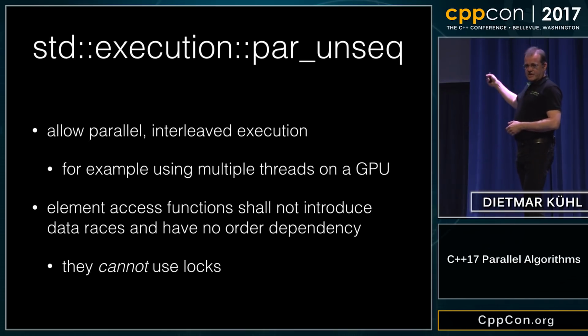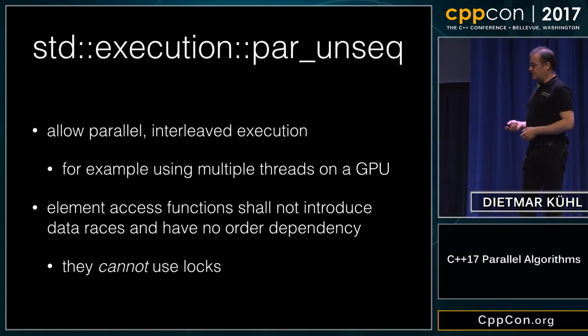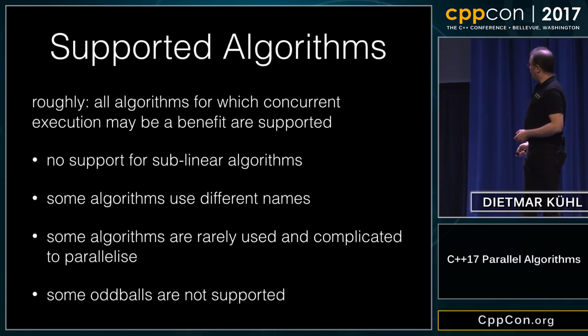Obviously, over here, in addition to not having any data races, you cannot have any lock because the thread would deadlock with itself, possibly. Two executions on the same thread could just both acquire the lock and you would have a deadlock. So these are the execution policies and their requirements. Moving on quickly to what algorithms are supported.